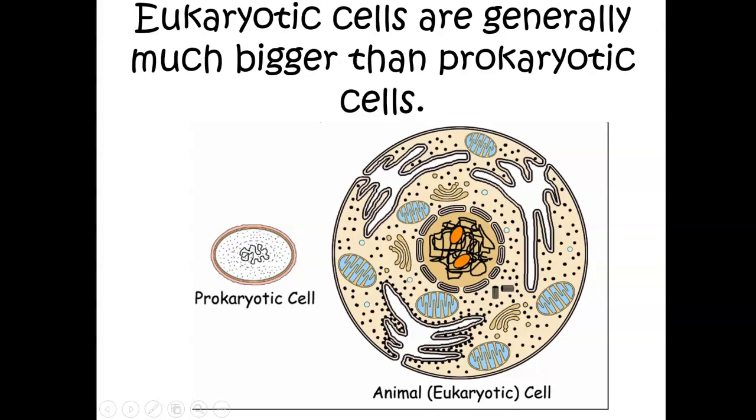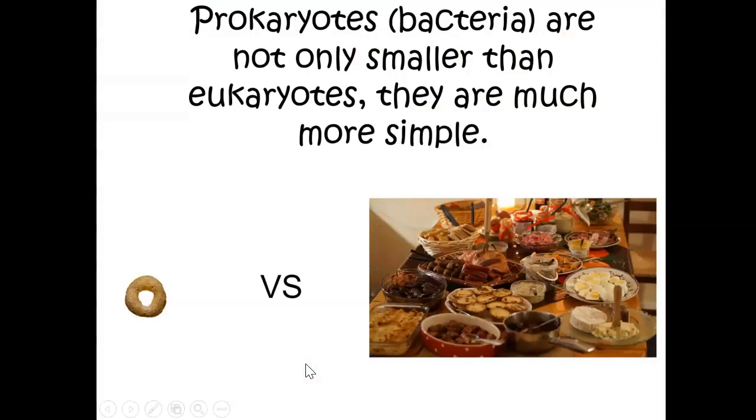First of all, eukaryotic cells are generally much, much larger than a prokaryote. This is actually a good relationship of the size. Next, not only are prokaryotes much, much smaller, but they're also much more simple. And you know me, of course I was going to show a food analogy. Of course I was. So keep in mind, before we do the next lesson, that prokaryotes are very much smaller and very much more simple than eukaryotes.